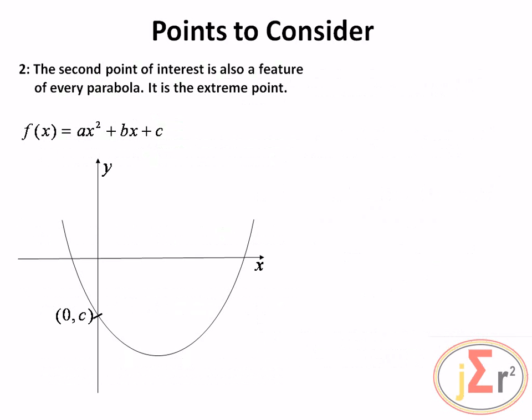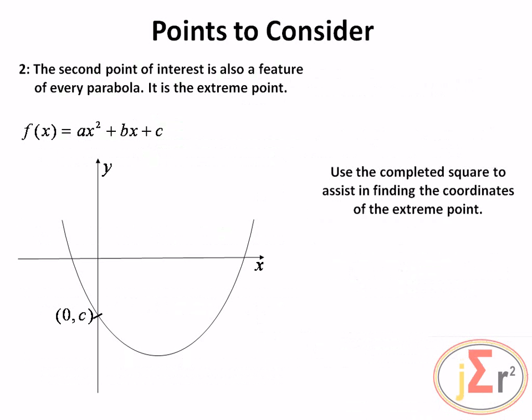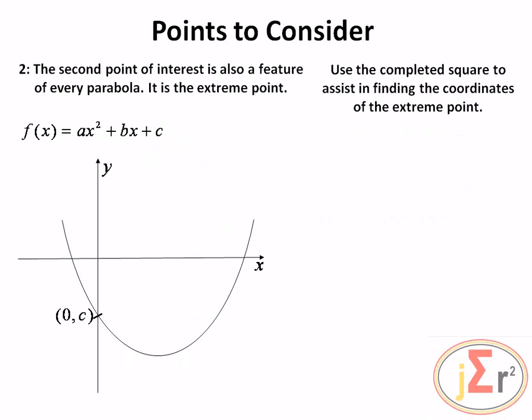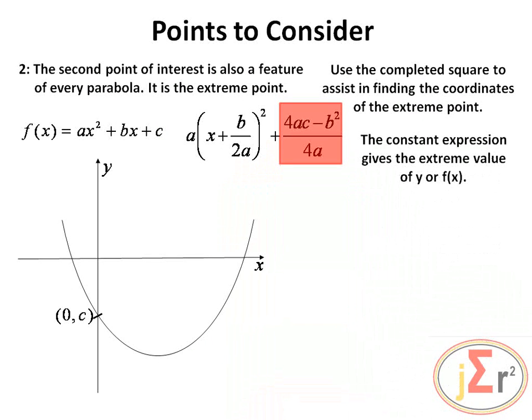The second point of interest is also a feature of every parabola. It is the extreme point. Use the completed square to assist in finding the coordinates of the extreme point. The constant expression gives the extreme value of y or f of x, and that we saw in the previous subtopic, in which we completed the square in the general representation of the quadratic expression. And of course, the constant value is the extreme value. So f of x is equal to 4ac minus b squared over 4a, and that is our constant value that will give the extreme value of f of x.